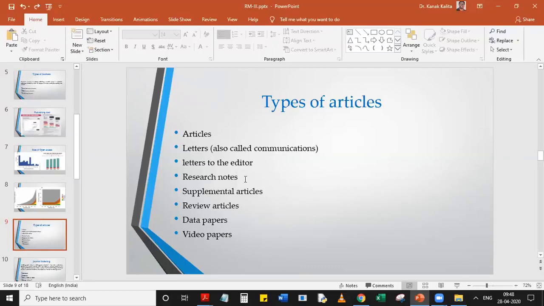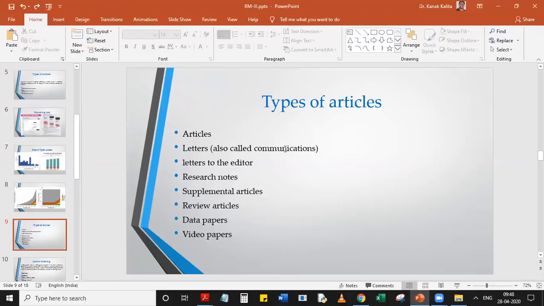We have something called the research notes. Research notes are again something similar to the letter, but they are less urgent. The concept of the letter or the communication is that they are generally urgent, in the sense that there's something very important that you are doing, say in a very competitive field, where 10 different research groups are also pursuing the same research.